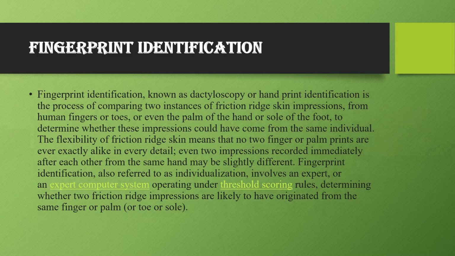The flexibility of friction ridge skin means that no two finger or palm prints are ever exactly alike in every detail. Even two impressions recorded immediately after each other from the same hand may be slightly different. Fingerprint identification, also referred to as individualization, involves an expert or computer system operating under threshold scoring rules, determining whether two friction ridge impressions are likely to have originated from the same finger or palm or toe or sole.